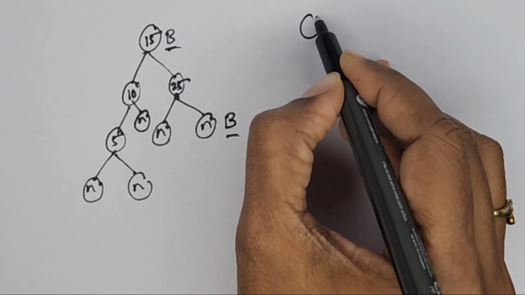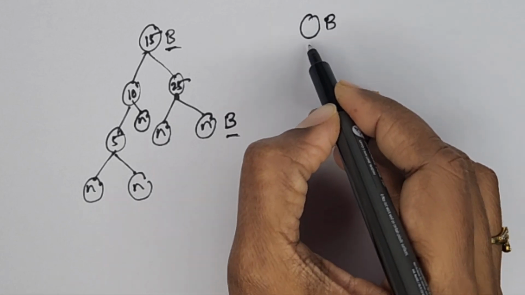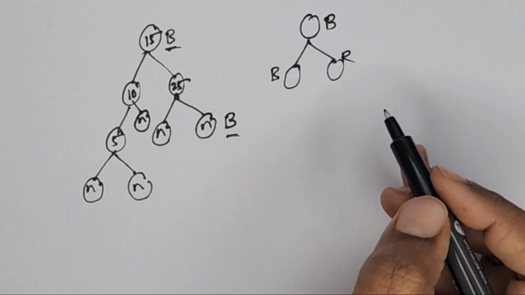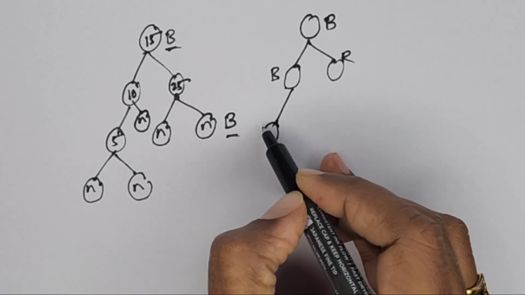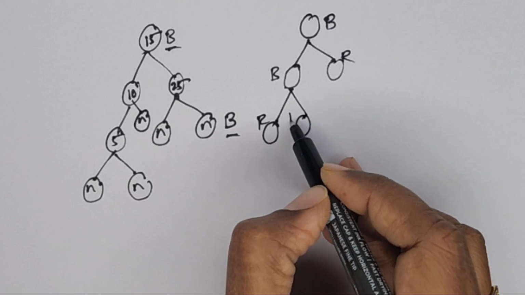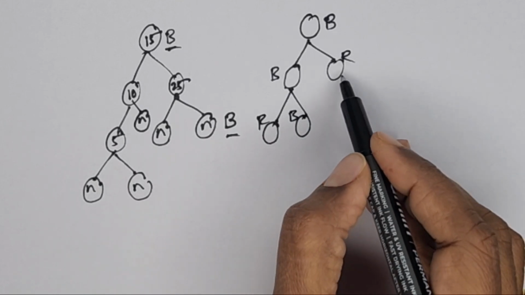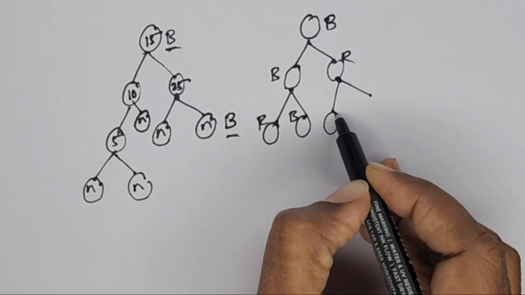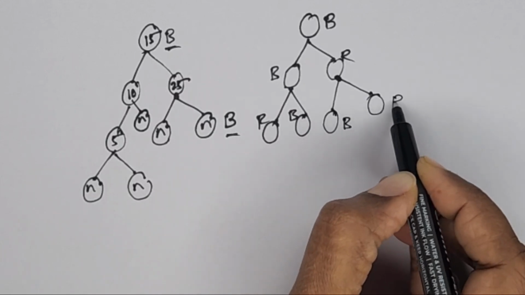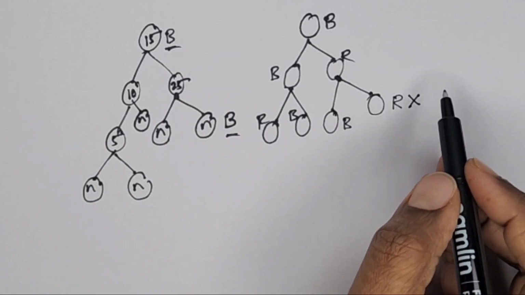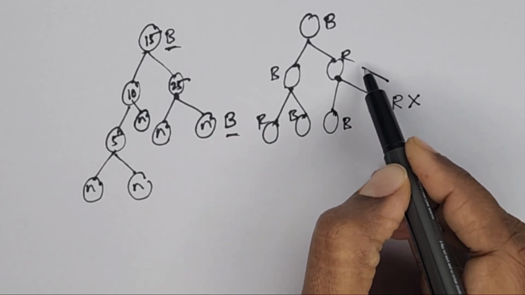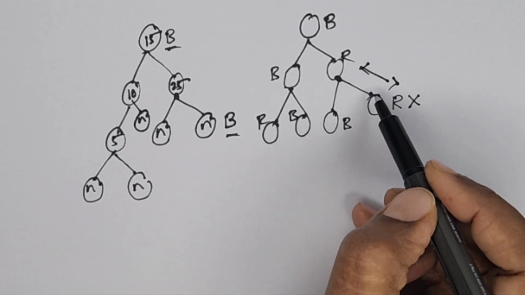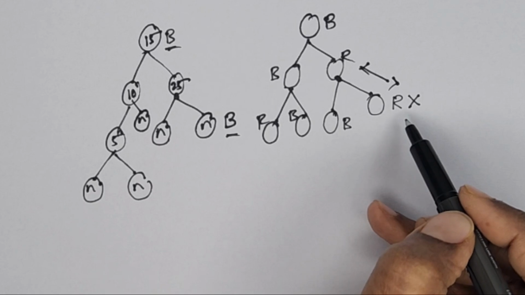And one more. If parent is black, child can be black or red. Okay. If parent is black, child can be red or child can be black. Any color we can assign. But if parent is red, child should be black. Child cannot be red. No two adjacent can be red. So this is not red-black tree property. It is violating the property of red-black tree.